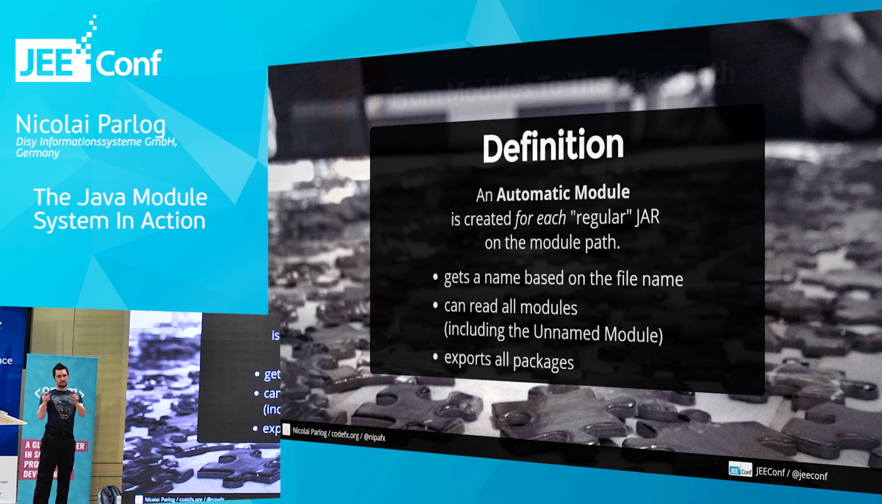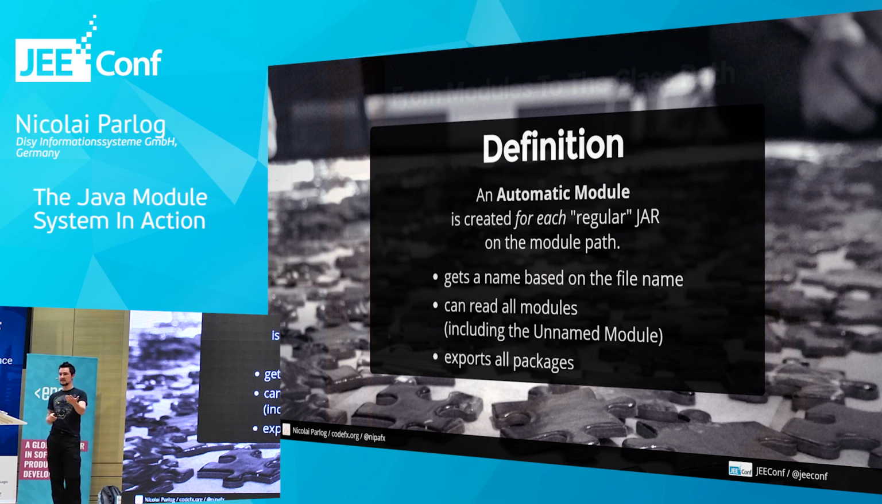I said that you can put both modules and jars on either path. And what does it mean if you put a normal jar on the module path? It means that the JVM comes along and thinks, apparently you want this to be a module, but it isn't one. No problem, I'll make it one. So now it creates one automatic module per jar on the module path.